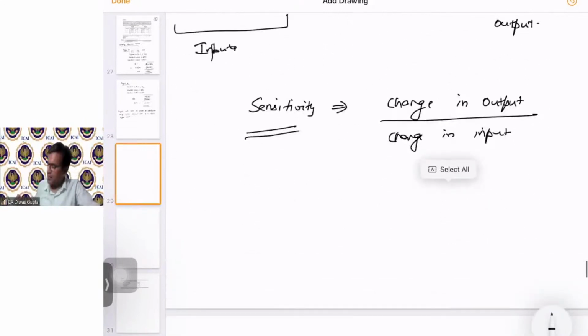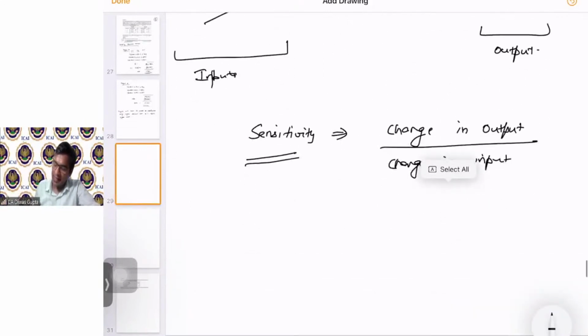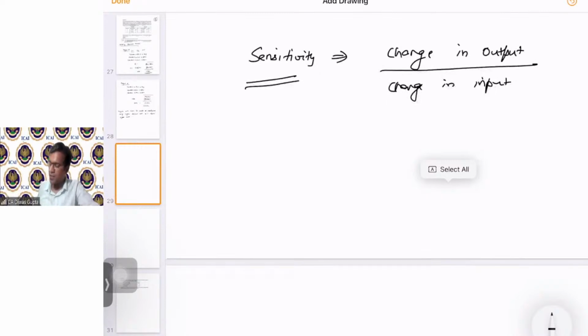The sensitivity, as I said, is a change in output with relation to change in input. That is called as sensitivity analysis. So we try to see which input has an ability to drive a change in output. Okay.